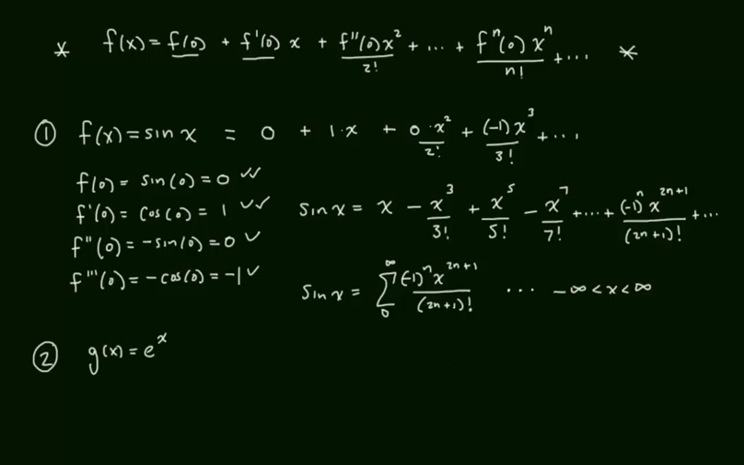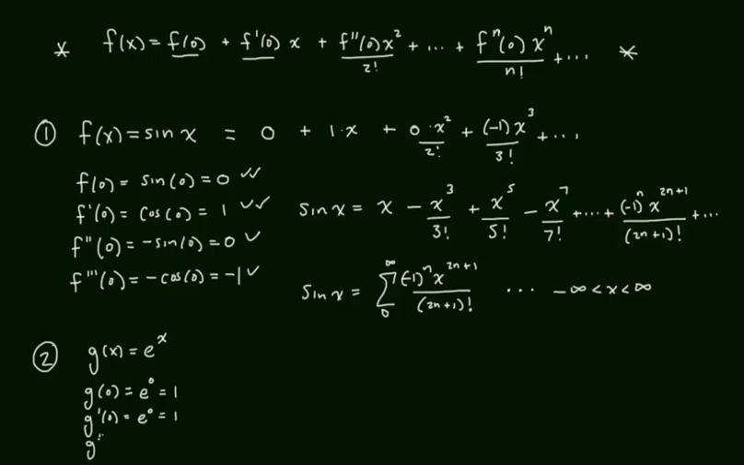Now let's use this raw construction method to come up with a power series for the transcendental function e to the x. So we're going to need g at 0, and we need as many of these as we can find to create a pattern. So g of 0 is going to be e to the 0, which is simply 1. G prime of 0 is also e to the 0, which is 1.